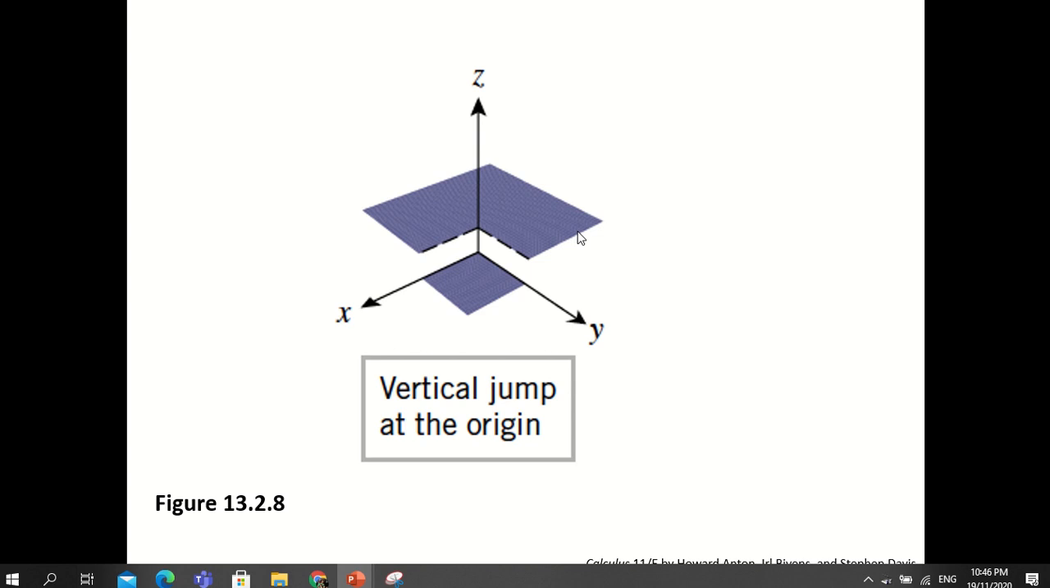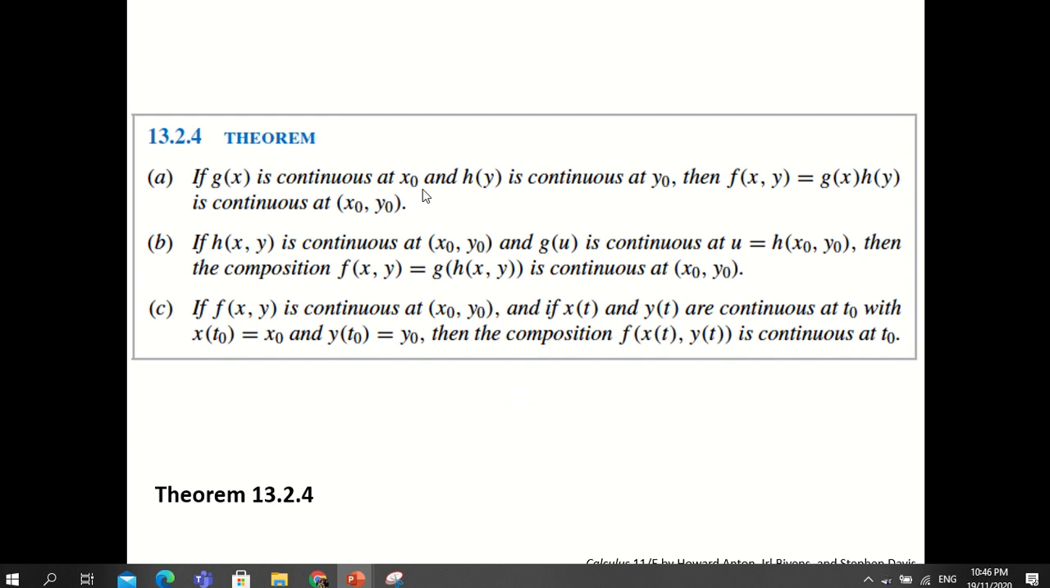A theorem: if a function of x is continuous at x sub 0 and a function of y is continuous at y sub 0, then the function of two variables x and y equal to a function of x multiplied by a function of y is continuous at the point with coordinates x sub 0 and y sub 0. This is our theorem A.